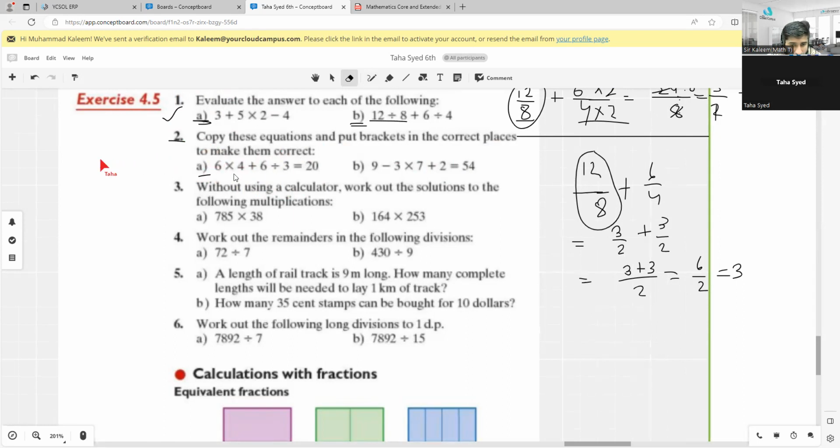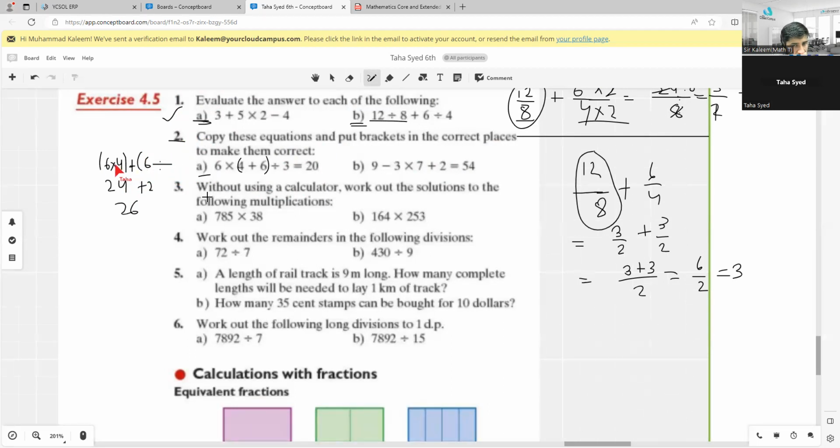Look, if we are not putting the brackets, it will not be correct. There will be a mistake. Okay, if you put the brackets here, let's check. Let's try. So this one will be 24. This one will be 24 plus 2, that will be 26. It means that you didn't put the brackets in the right position.